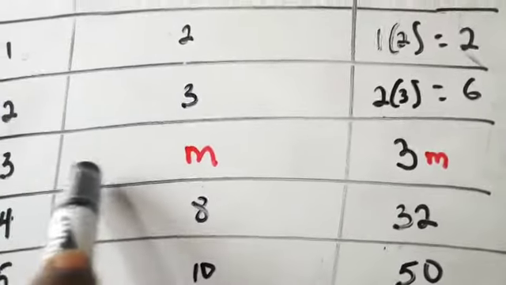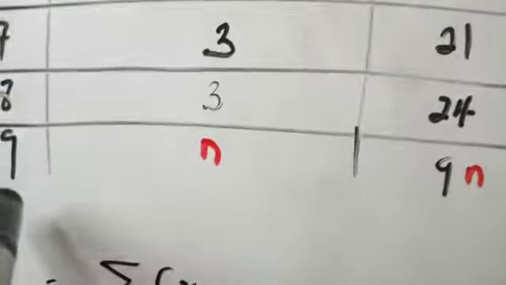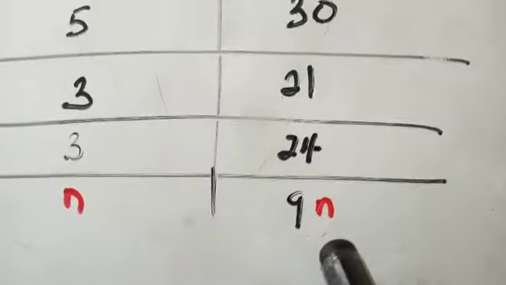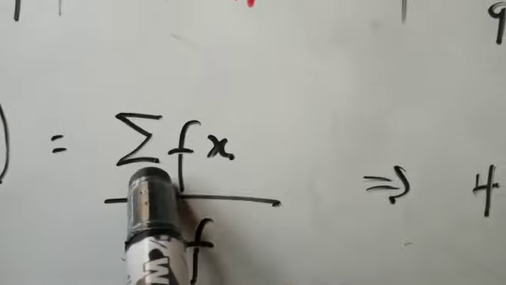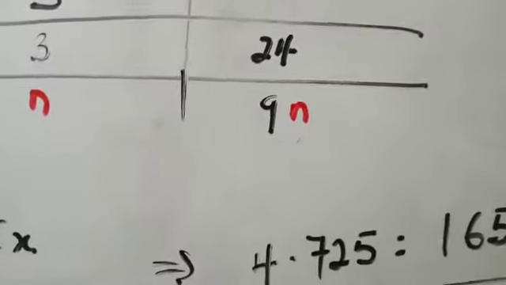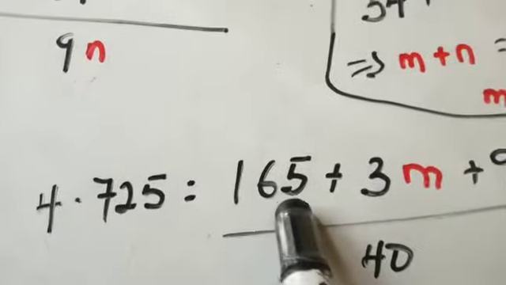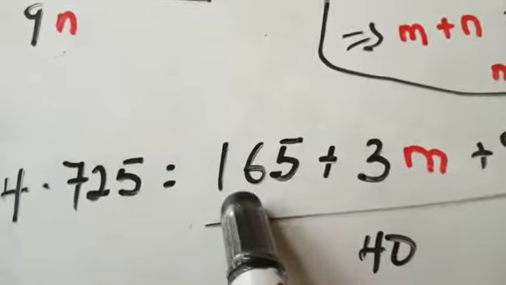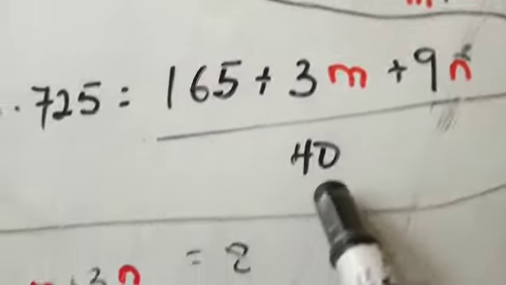When you get to where the variable is, 3 multiplied by m gives me 3m, and the n portion gives 9 multiplied by n, that is 9n. We know that we should sum all the fx, so we add everything after multiplying: 2 plus 6 plus 3m plus everything here. That should give something different, because you are not getting an exact number. You add all the numbers and you get 165, plus all the 3m, plus all the 9n, everything divided by 40.